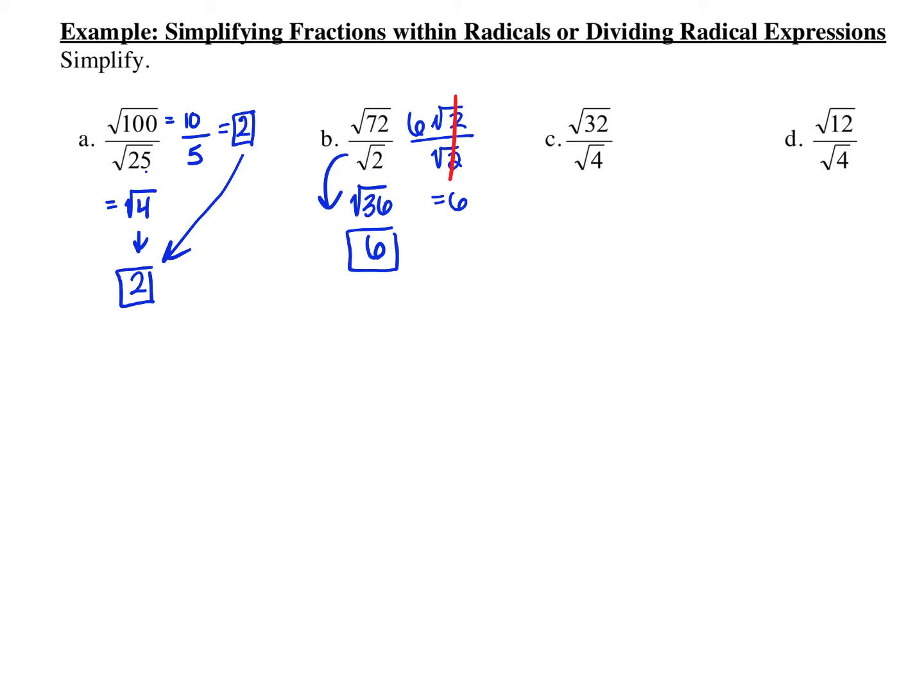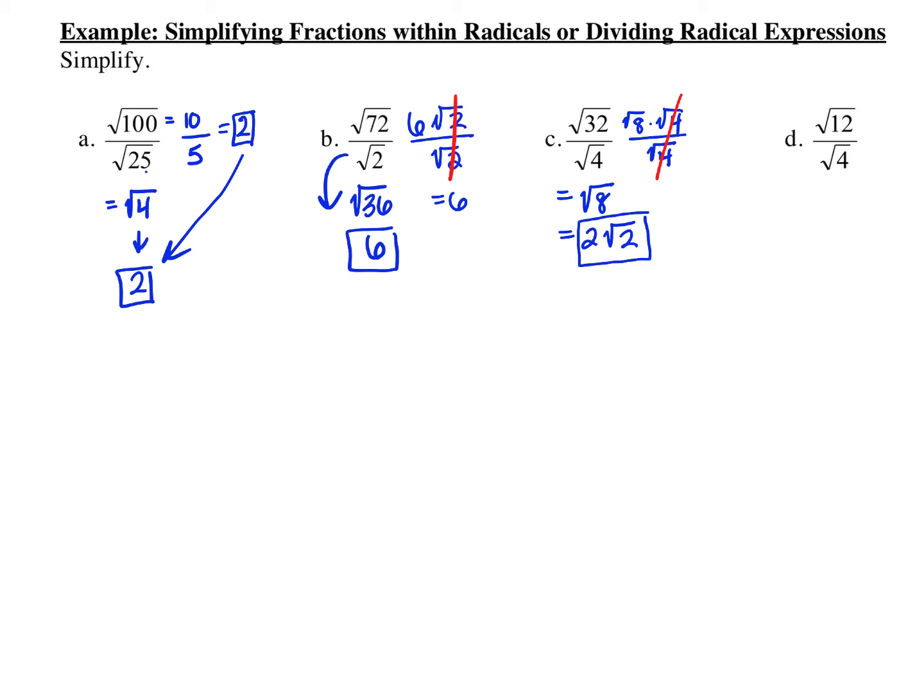So for the next one, I'm going to do root 32 divided by root 4. That's going to give me the square root of 8. And then that one simplifies to 2 root 2 for your final answer. If you did it the other way, you could break this up into the square root of 8 times the square root of 4 over the square root of 4. And the reason I broke it up that way is because it allows me to cross these out, leaving me with the root 8, which gives the same answer of 2 root 2.